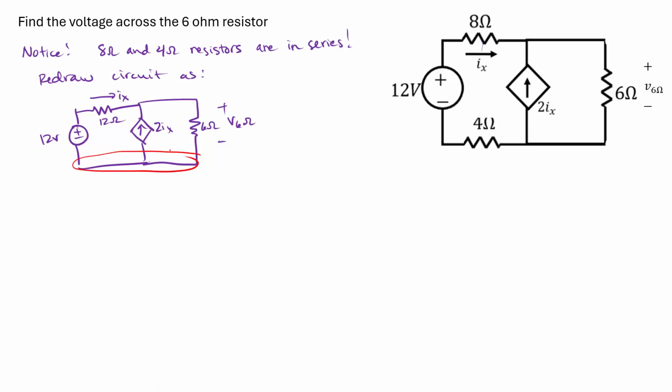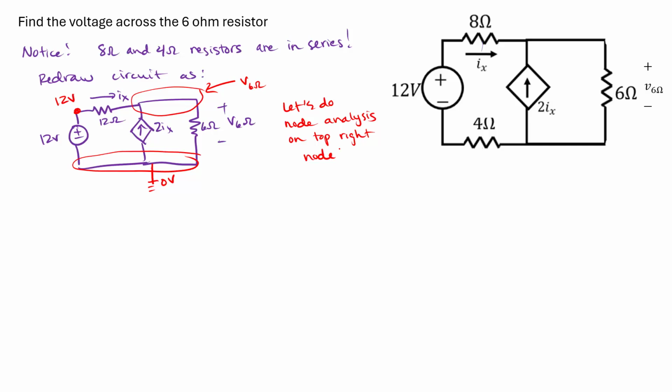Let's go ahead and make this bottom node our ground. You'll notice that the node up here in the top left, that guy's just sitting at 12 volts because of the 12 volt source. And then this node over here, the voltage there will be the voltage we're trying to find. So let's do node analysis on this top right node.